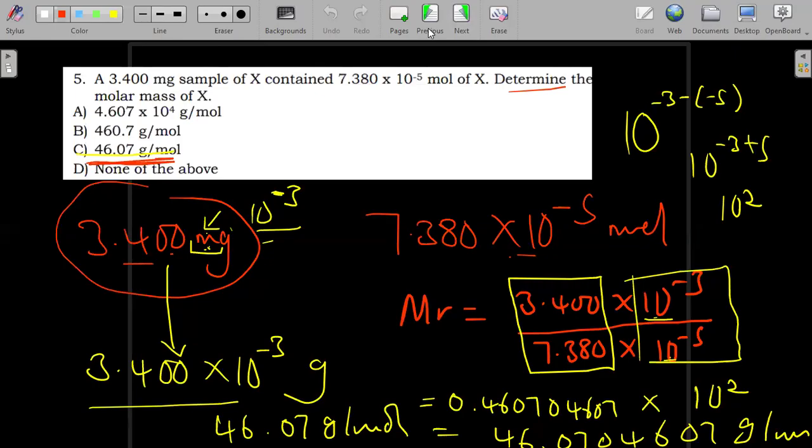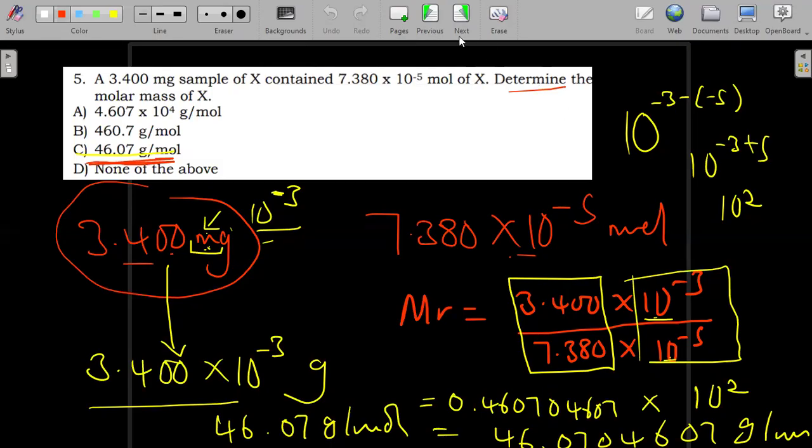Sir, our answer was 46.07. What about that rule which says the number before the decimal is supposed to be greater than 1 but less than 10? Oh, that one is when you are putting your answer in scientific notation. This is not scientific notation, it's just a number. All right, sir.